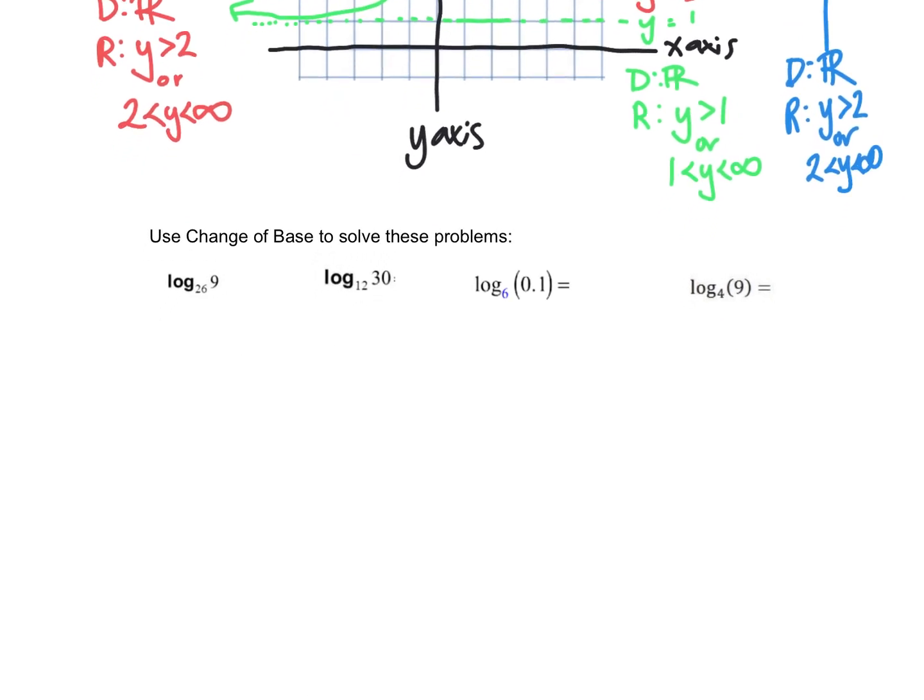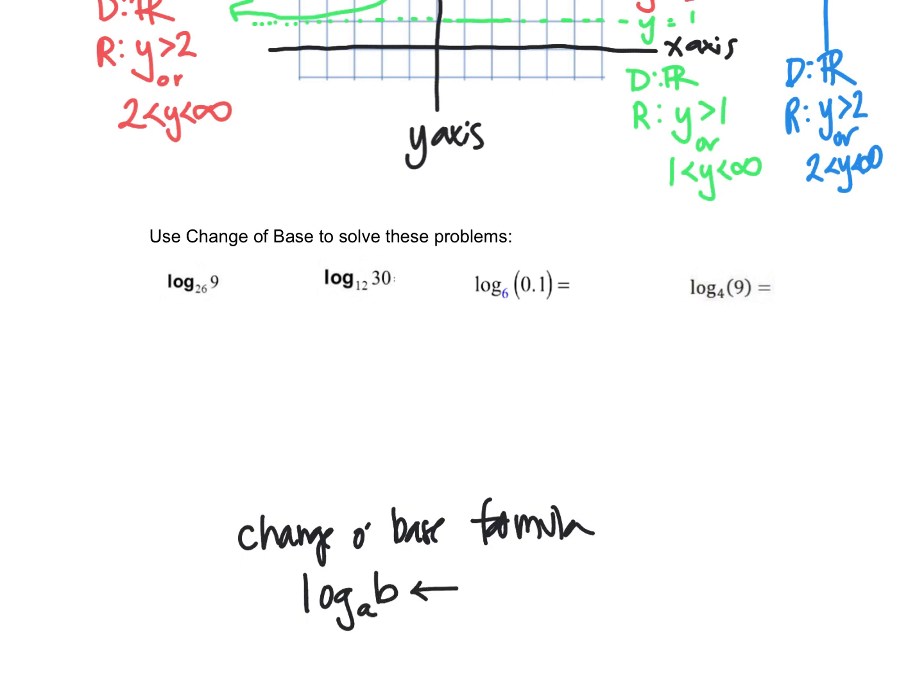Now we're going to jump into something you did in your homework last night, which is using the change of base formula. Just a real quick reminder. Here's my change of base formula. If I have log base a of b, I can pick any new base. I'm going to pick log base 10, just because, and that gives us log base 10 of b over log base 10 of a. So that's our formula.